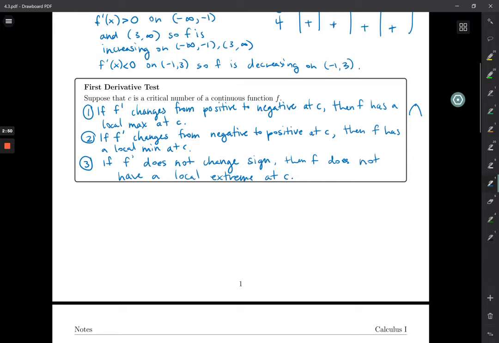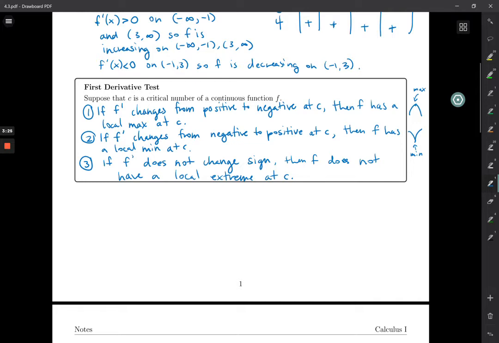Okay, and so I forgot to do the corresponding sketch for a min. So if f prime changes from negative to positive, that means that the function changed from decreasing to increasing, right? So it could look something like this. Notice that even though the derivative does not exist at that critical point or critical number, the function does still change from decreasing to increasing, and we have a local min here. Here we had a max, right?